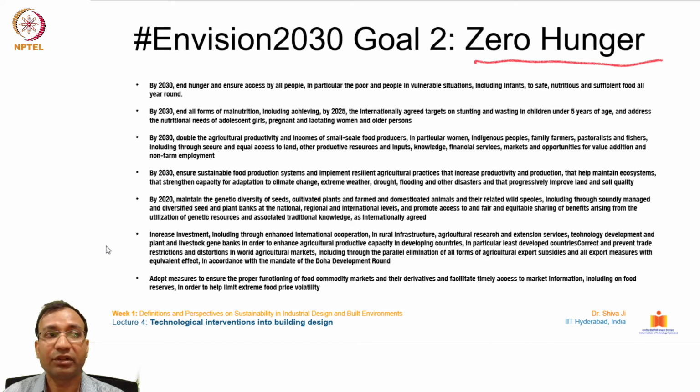Further, by 2020, maintain the genetic diversity of seeds, cultivated plants, and farmed and domesticated animals and their related wild species, including through soundly managed and diversified seed and plant banks at the national, regional, and international levels, and promote access to and fair and equitable sharing of benefits arising from the utilization of genetic resources and associated traditional knowledge as internationally agreed.